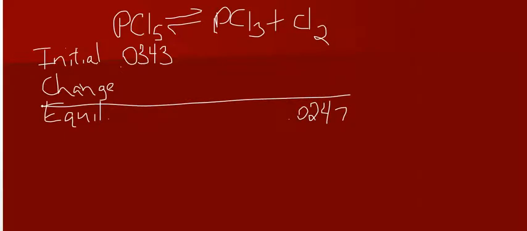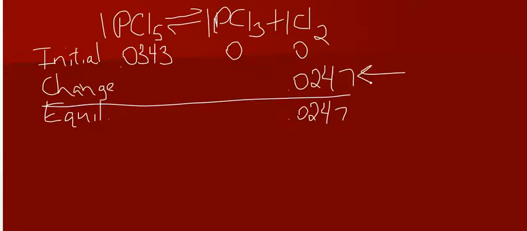Now initially, the products would be 0. So I know the change for Cl2 is 0.0247, and if I know the change for Cl2, because the coefficients are 1 to 1 to 1, I know the change for everything else. So this is the important line right here, the change. The change for PCl3 would also be 0.0247, so at equilibrium, that's what I have.